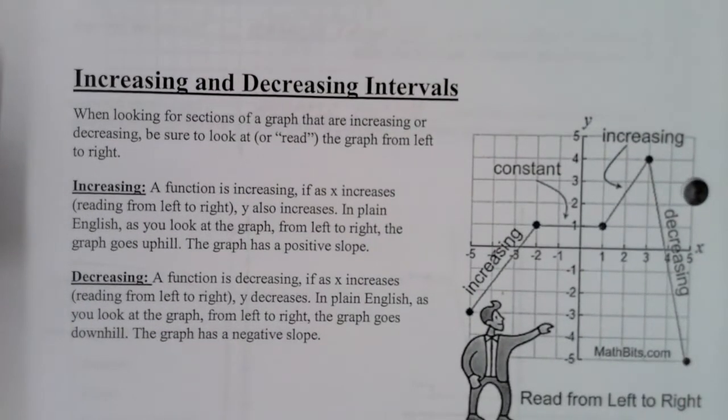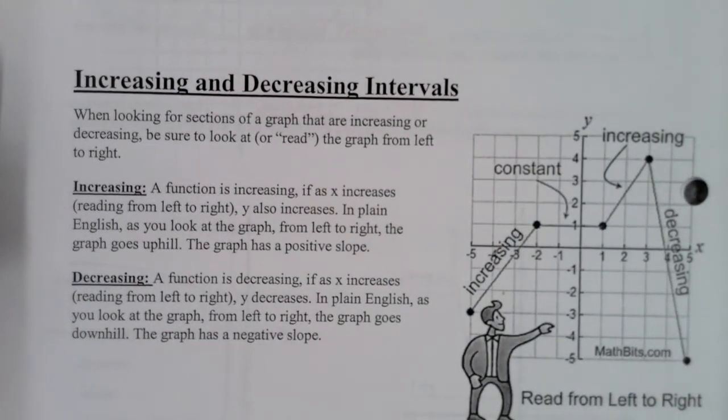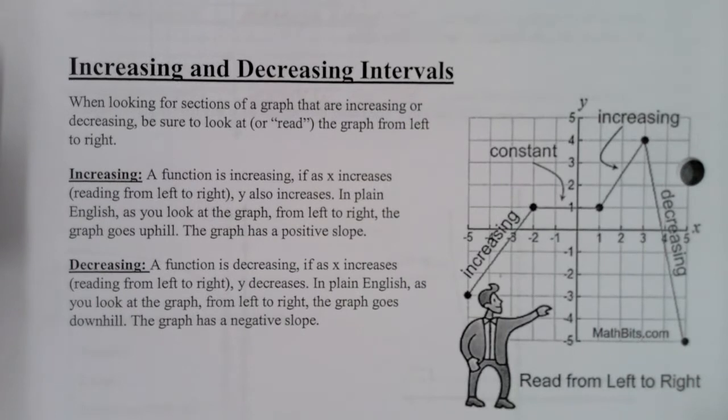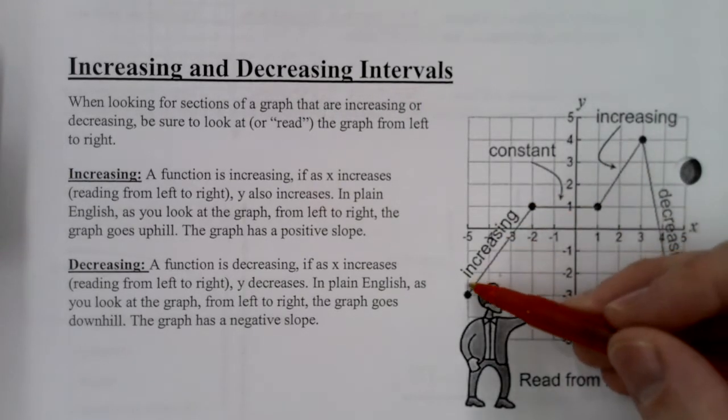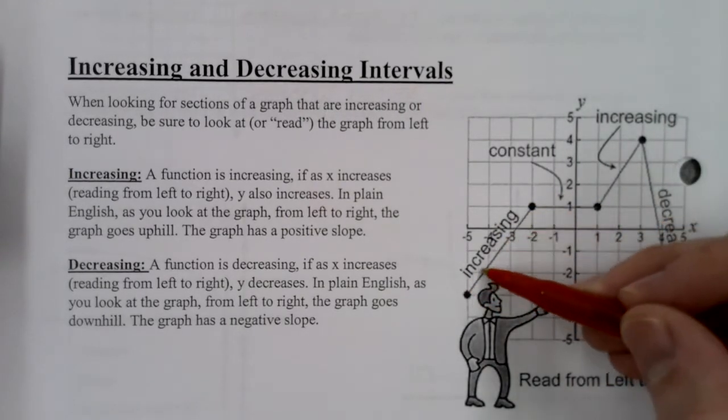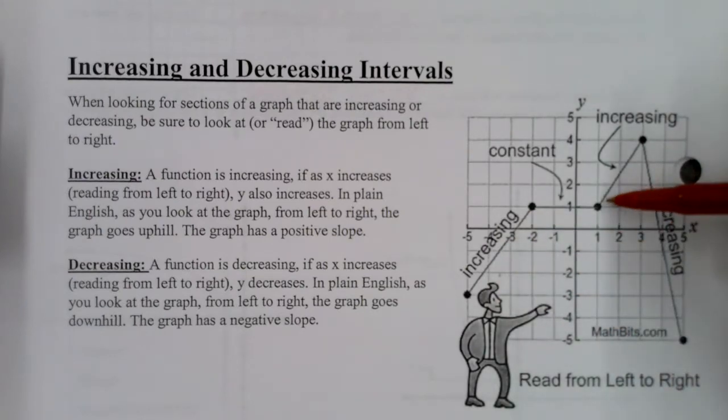Next comes the increasing and decreasing intervals. We've done these a lot this year. An increasing interval means that as x increases, reading from left to right, y increases. So for example, this is an increasing interval. It's going uphill, the slope is positive. And this is an increasing interval. It's going uphill, the slope is positive.